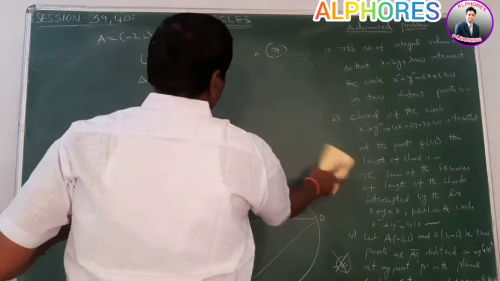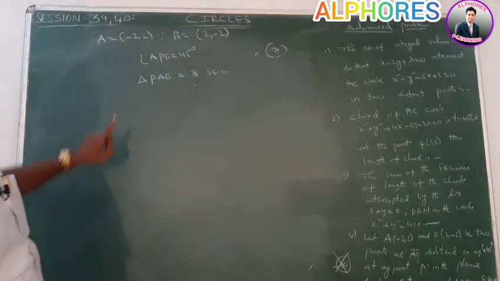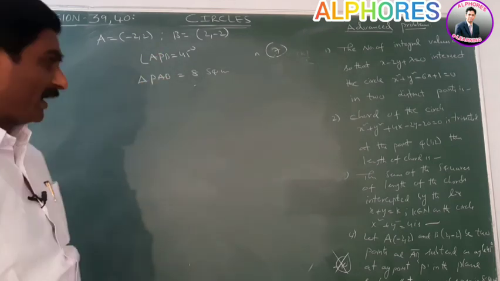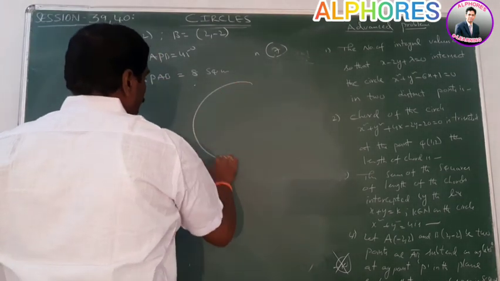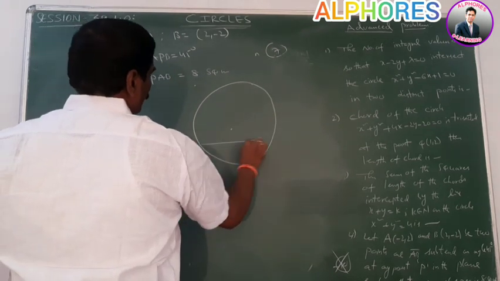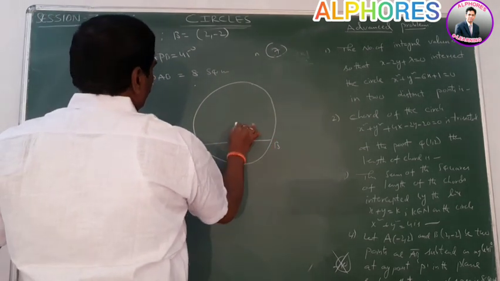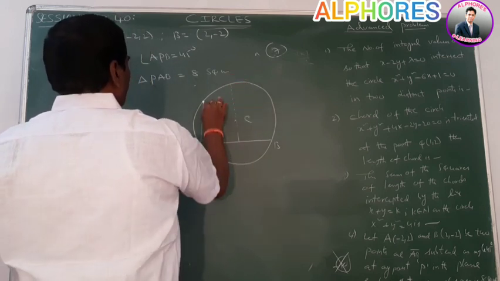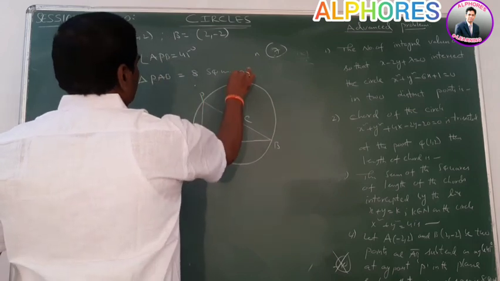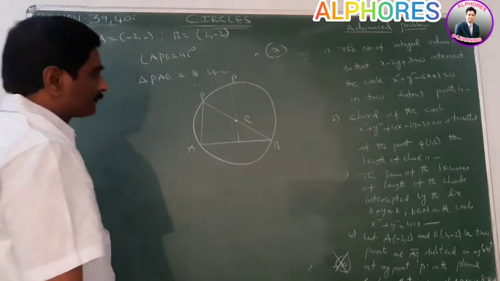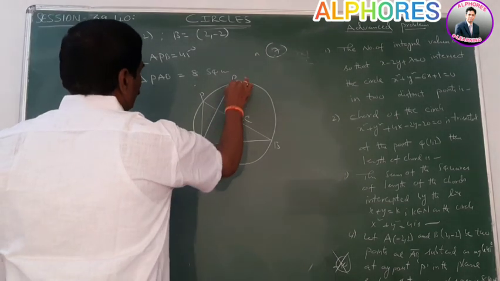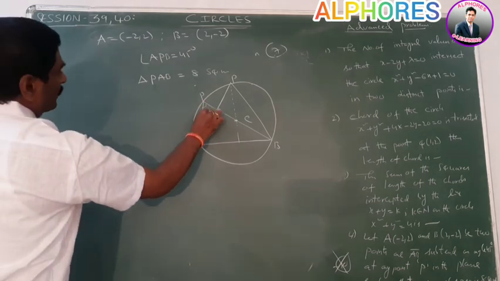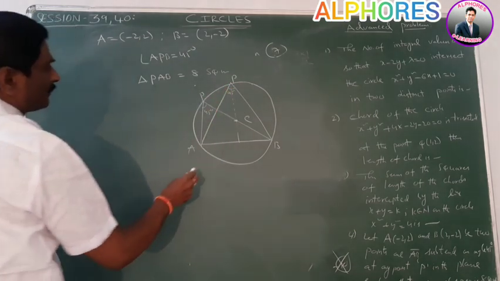A is equal to minus 2 comma 2, B is equal to 2 comma minus 2. These are endpoints of the chord. Angle APB is equal to 45 degrees. One of the possible circles. Let's see with the center. P is a variable point. Suppose P here we get maximum area. This angle is 45 degrees. This angle also 45 degrees.